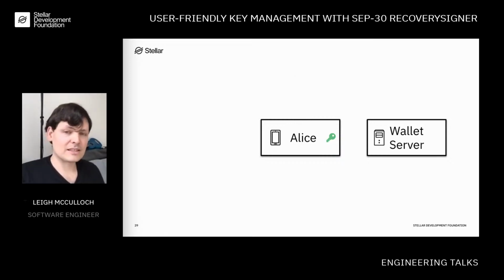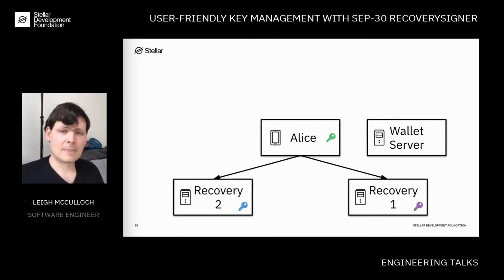Alice's wallet then deletes the master key. It's not useful anymore. The wallet then goes through the process of registering the account with two recovery servers. Each server has their own key that they generate themselves. Each server is hosted and controlled independently by different entities.